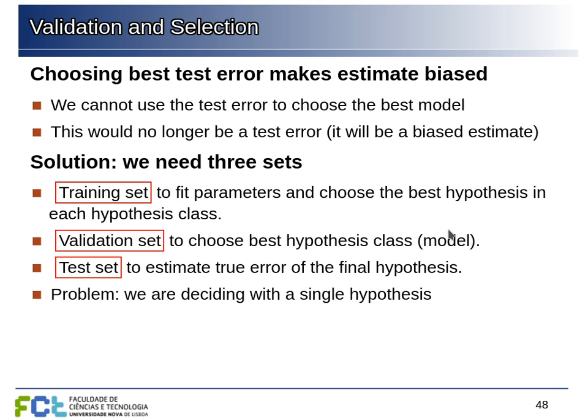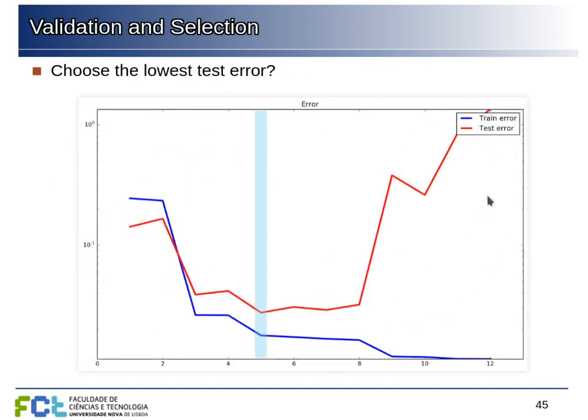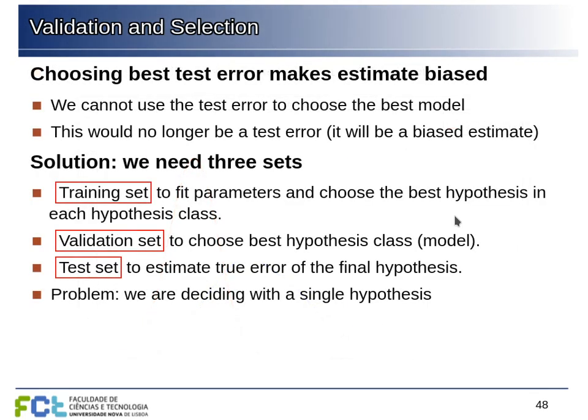We need to check outside the training set. So we need to do this here. But this is not the test set. This will be the validation set, because it's outside the training set, but it's something that we are using to choose. And so we are biasing that estimate. And the test set is left out and is only used to estimate the true error when we have everything done.